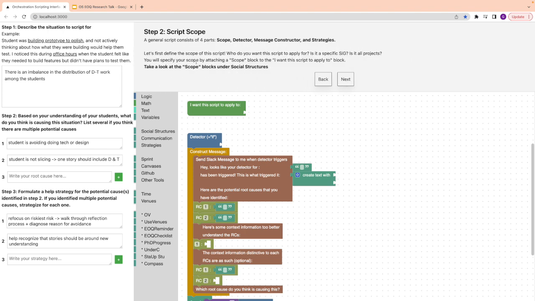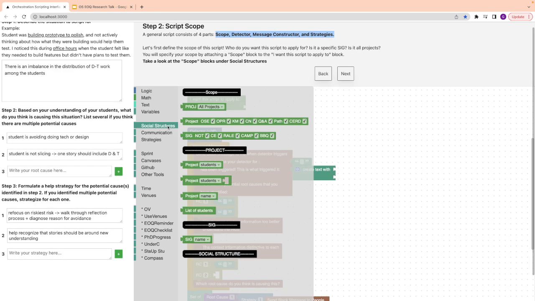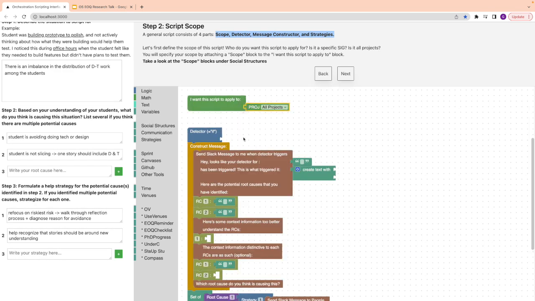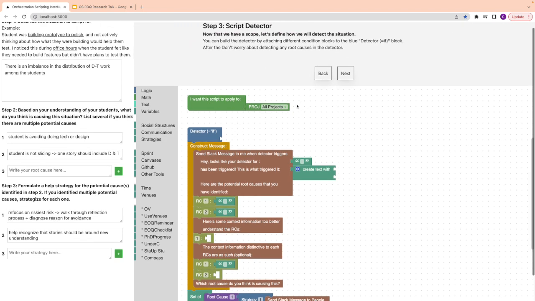The step guide then explains the general structure of a script, which consists of a scope, a detector, a message constructor, and strategies. So right here, the mentor wants the script to apply to all projects. Just drag in an all project block over here, and we'll then move on to the detector.